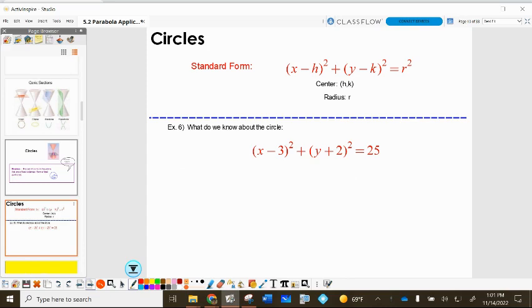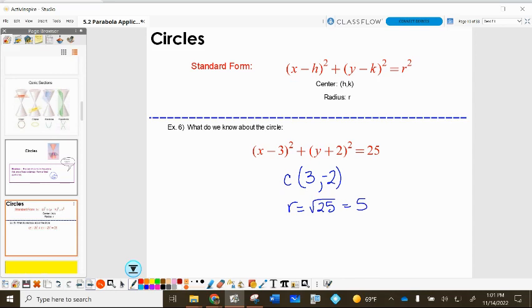Standard form of a circle is (x minus h) squared plus (y minus k) squared equals r squared, where the center is (h, k) and the radius is r. So what do we know about this circle? Well, I know its center is at x minus the x coordinate and y minus the y coordinate. Remember, inside lies, that looks like positive 2, but it's actually negative 2. And my radius is going to be the square root of 25, which is 5. So just pulling that information out of the equation.